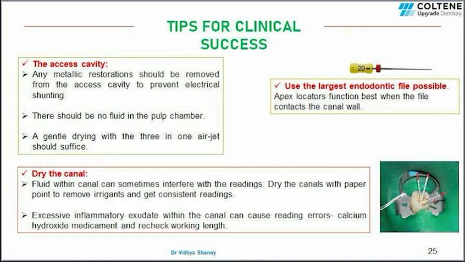Then make sure the root canals are dry. For this, you can use paper points. If any irrigants were used, dry the canal with a paper point and then measure the working length using the apex locator. Another thing to keep in mind is, if there is any inflammatory exudate or pus present in the canal, this can interfere with the readings of the apex locator. In such a situation, give a calcium hydroxide dressing, recall the patient and measure the working length in the subsequent appointment using the apex locator.